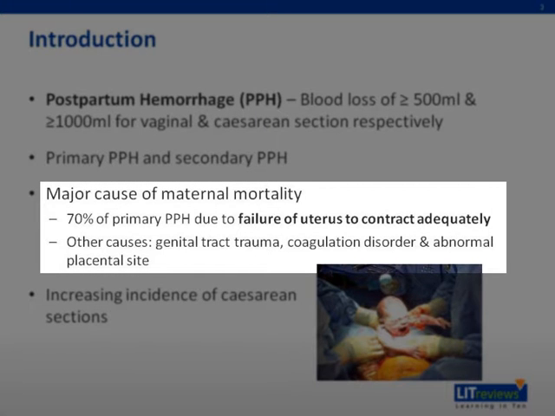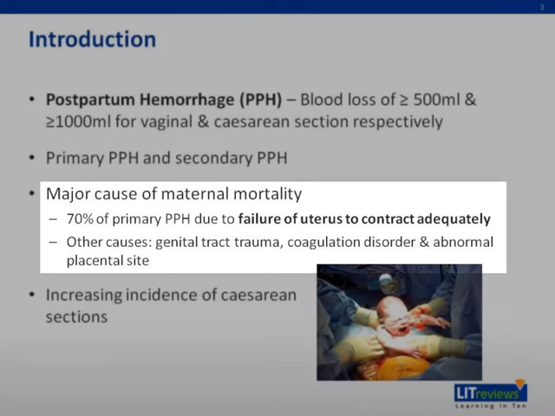PPH is a major cause of maternal mortality and is frequently caused by a failure of the uterus to contract adequately, resulting in uterine atony. Other possible causes include genital tract trauma, coagulation disorder, and abnormal placental site.